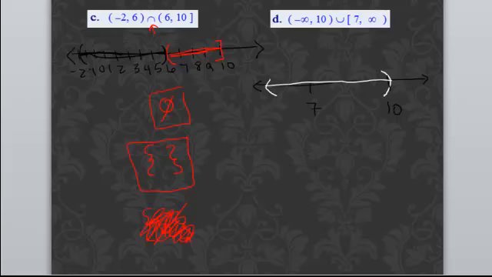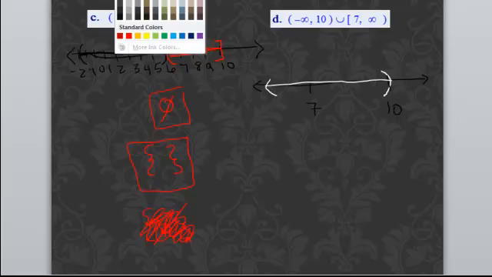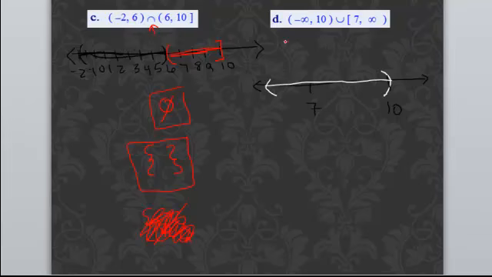-infinity to 10. Now what about the next one? The next one says 7 to infinity. So you do include the 7 and then you go this direction. Okay, is this asking for a union or an intersection? It's asking for a union.